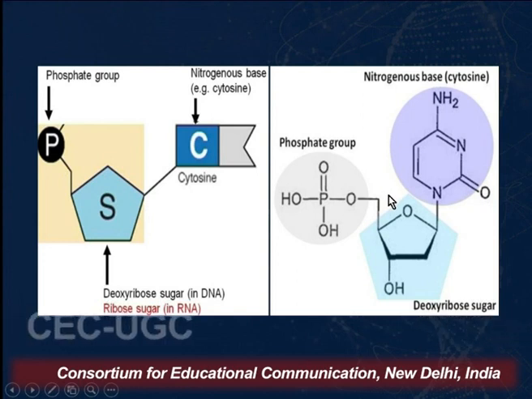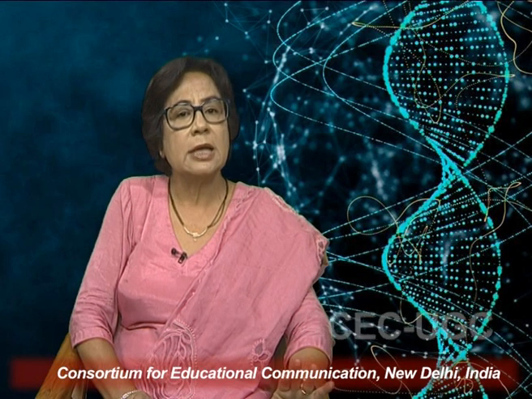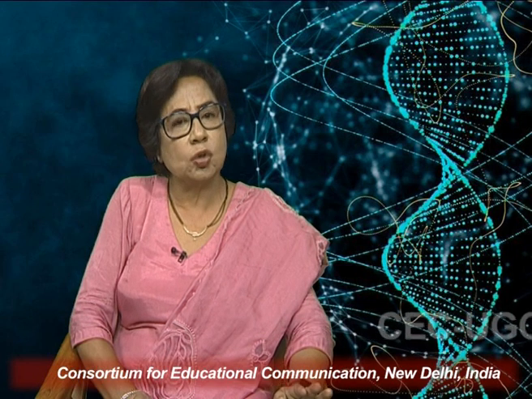Now if we have to differentiate between a nucleoside and a nucleotide, what you have to remember is that whether it is a nucleoside or a nucleotide, both of them will have a nucleobase. And both of them will have a sugar, and that sugar may be a pentose sugar, that is, it may be a ribose sugar, or it may be a deoxyribose sugar. So a nucleobase is going to be present in both nucleoside as well as nucleotide. A sugar is also going to be present, which may be a deoxyribose or a ribose sugar, as the case may be, whether it is DNA or RNA.